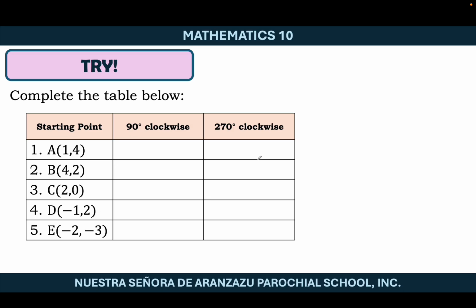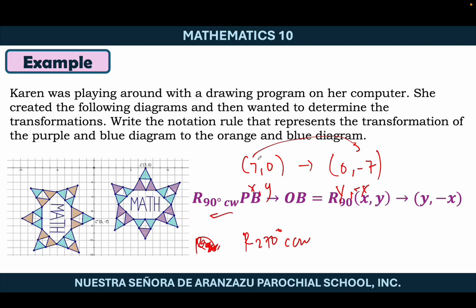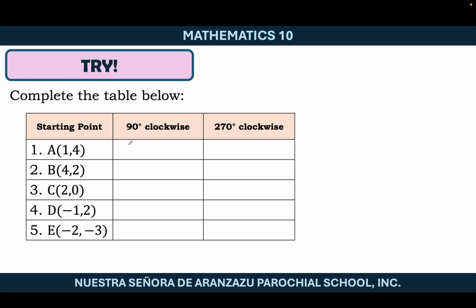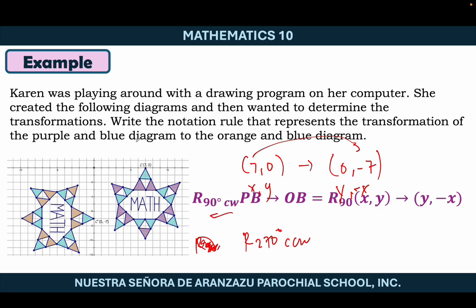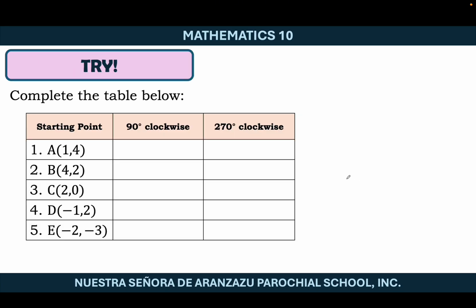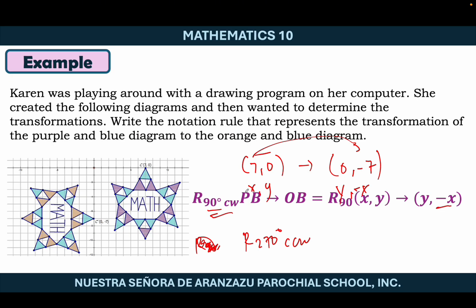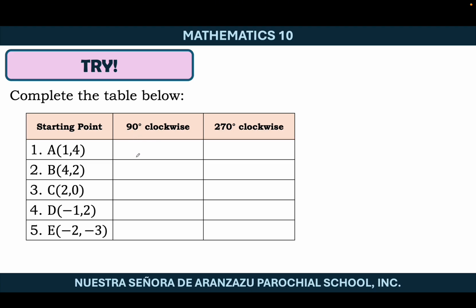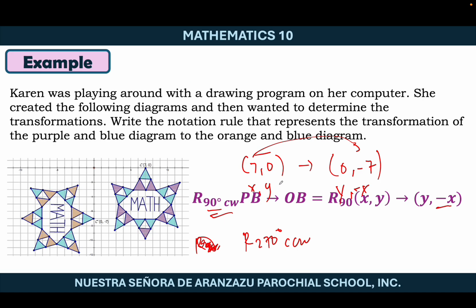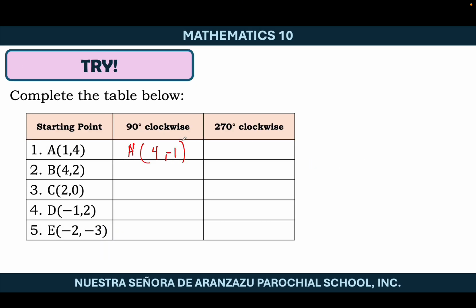Okay, so let's try 90 degrees clockwise. So, kapag 90 degrees clockwise, switch their position, then change the sign of your x. Tama ba? Switch their position. So, our A prime is 4, 1. Then, change the sign of your y. Tama ba? Nalilito na ako. Daming rule. Change the sign of your x. Okay, so it becomes 4, negative 1.